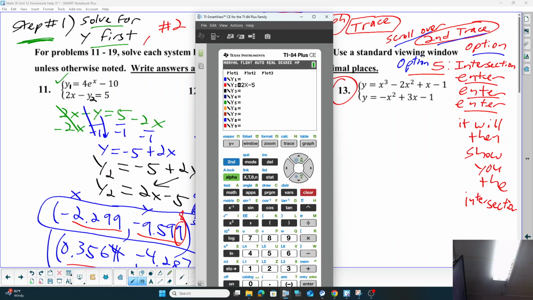We're going to clear our two graphs. We're going to type in, ready? X to the third power, right arrow, minus. Don't do the ouchie negative. No, no, no, that's bad. So delete those. Minus 2x squared.